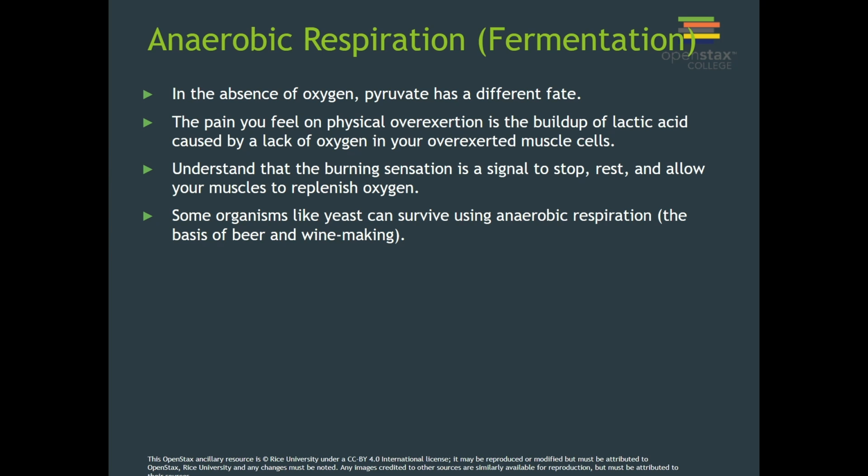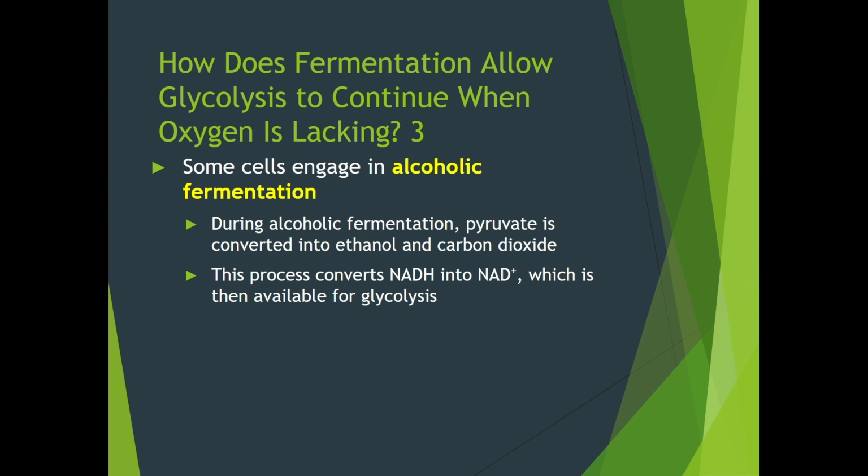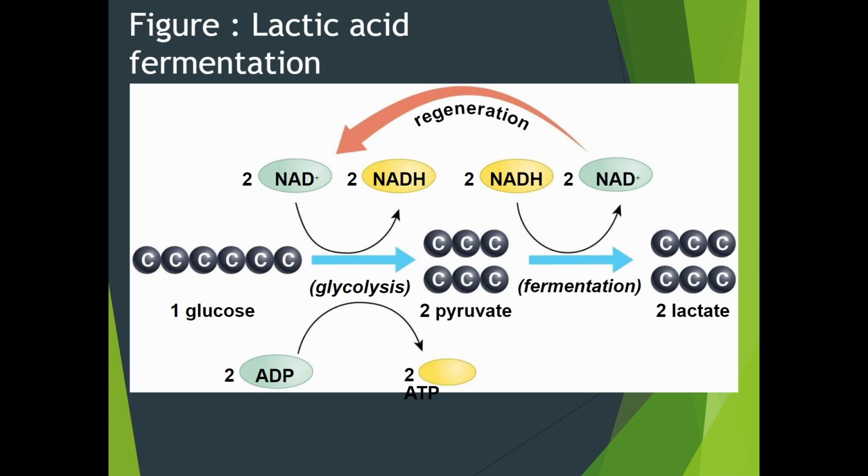Even some organisms, like yeast, can survive using anaerobic respiration for a very long period of time, and that is the basis of beer and winemaking. So that brings us to some cells engaging in alcoholic fermentation. For alcoholic fermentation, the two products are ethanol and carbon dioxide. This type of fermentation is still just to recycle NADH back into NAD+, so glycolysis can keep going, so we can create at least some ATP, even when the entire process of aerobic cellular respiration cannot occur. So here is what lactic acid fermentation looks like.